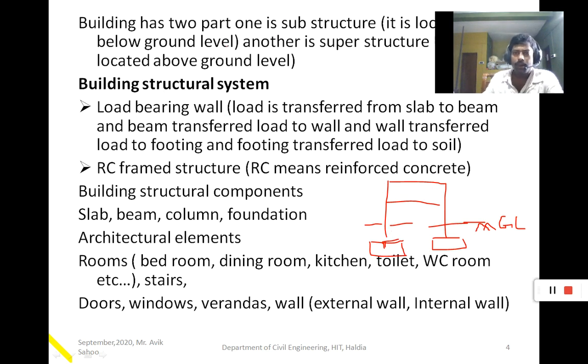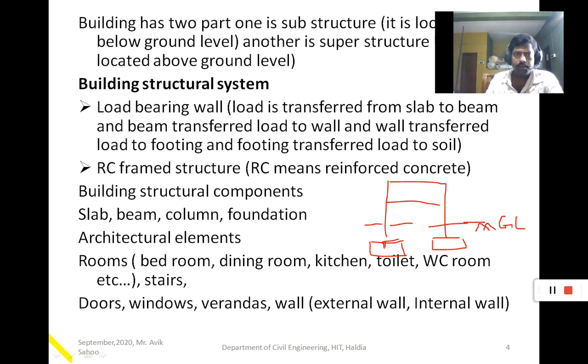In the superstructure, the foundation part is not considered, whereas just above ground level, the beam, column, slab, all of which remain above ground level, are called the superstructure. So this is the building which has the two parts.